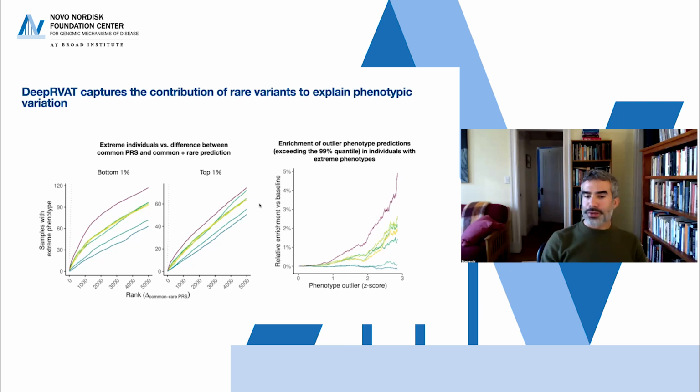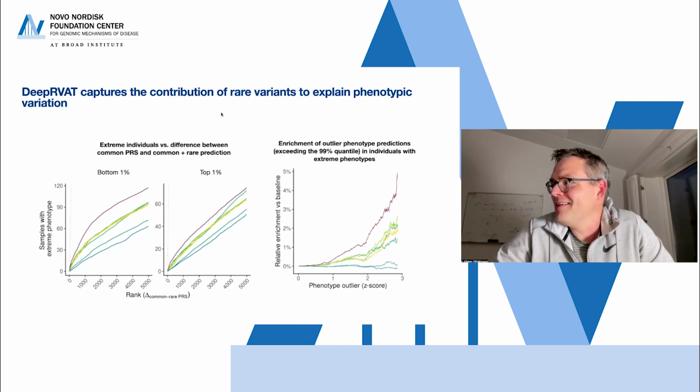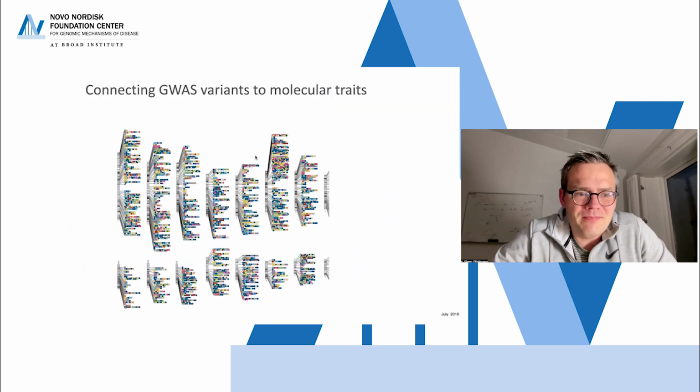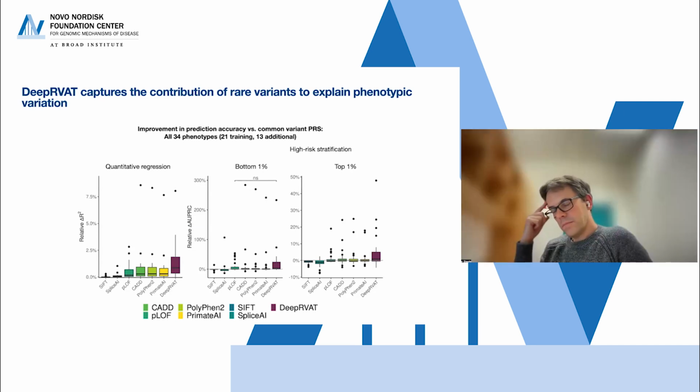Any other questions on this part of Ollie's talk? So if you go back to the previous figure, Ollie, sorry, this one, yeah. So the relative R squared, this is the improvement in prediction R squared? Yes, compared to PRS. Okay.